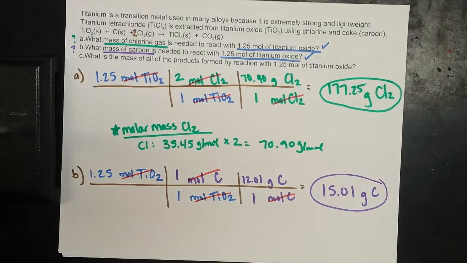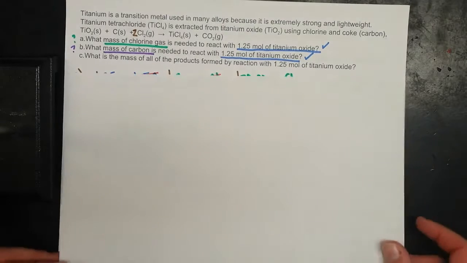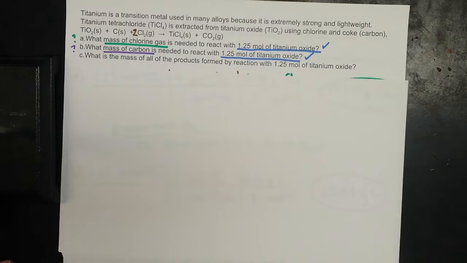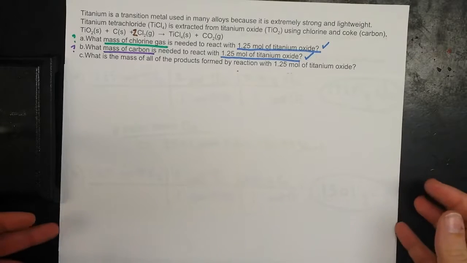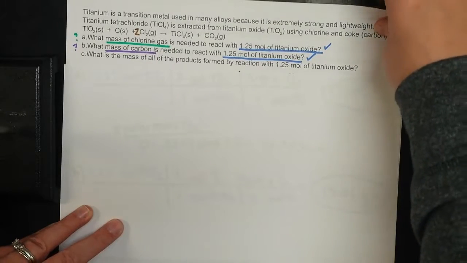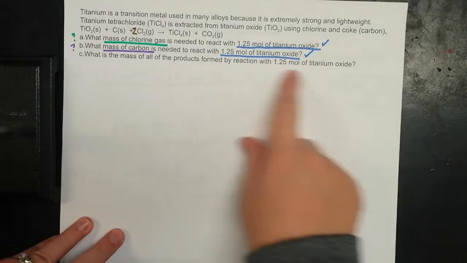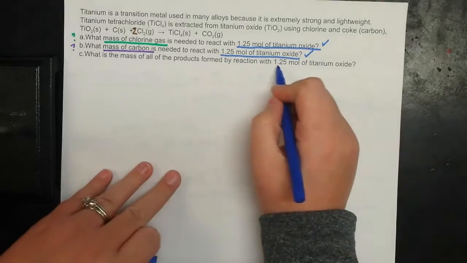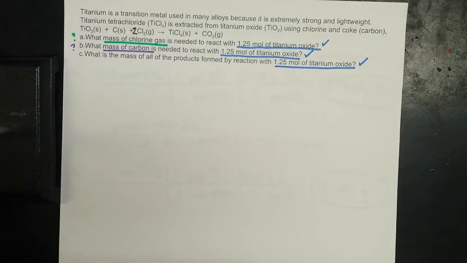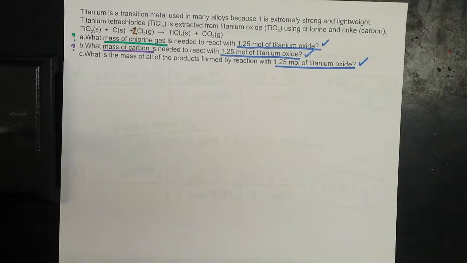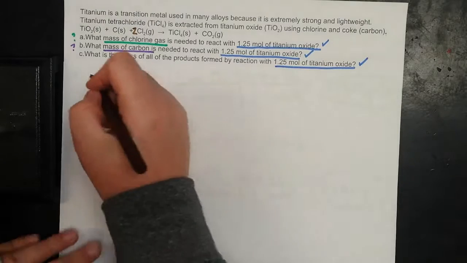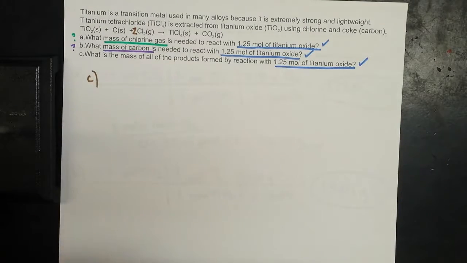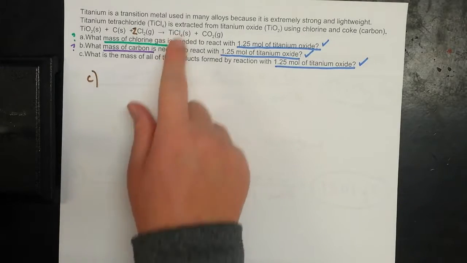All right, let's grab a second sheet of paper. Now, to find the answer to part C, we do a couple things. So I'm actually going to do 2 things and compare. In order to find the mass of all products formed by the reaction of the same starting material, I need to figure out the mass of each product formed. So I'm going to do these 2 problems here. So for part C, I'm going to first find the mass of titanium chloride produced.